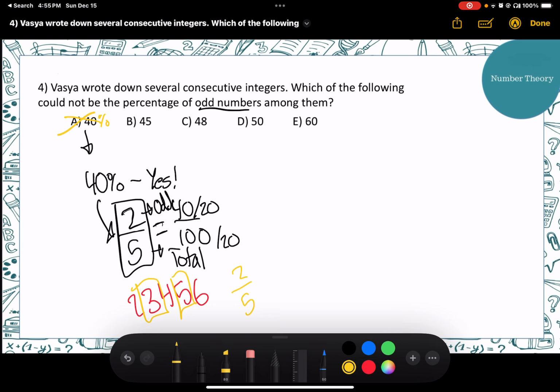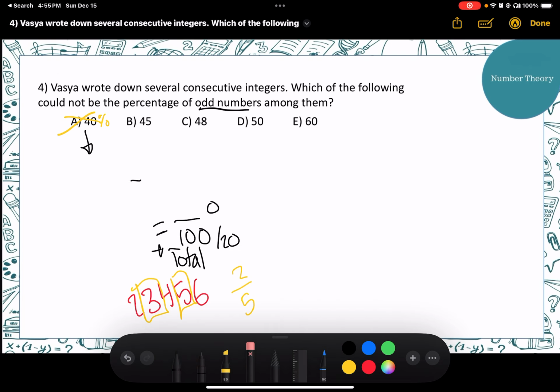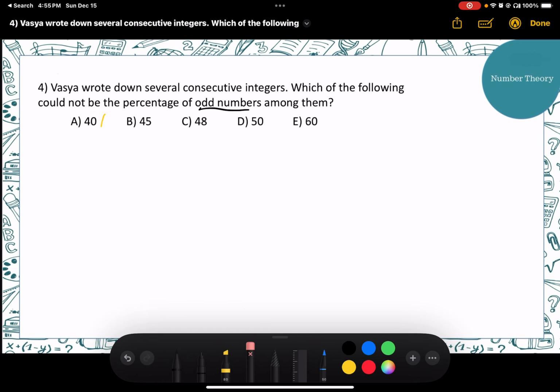So for B, what you have to do here is simplify it. I'm actually going to erase all of this, because that way we have more space. For this answer, we have to simplify it down, right? This is going to be 45 over 100, which is 9 over 20. And the thing is that this actually doesn't work. Actually, I should write it: 9 out of 20 numbers, and that's not possible.